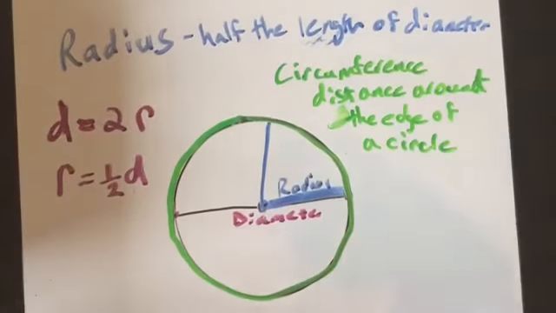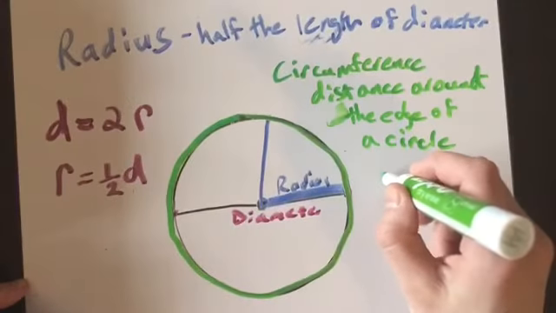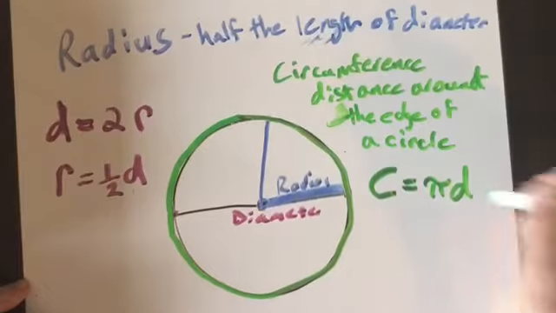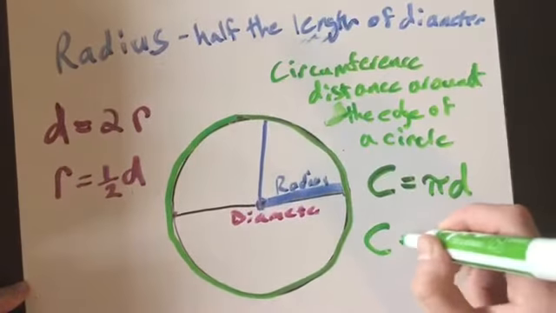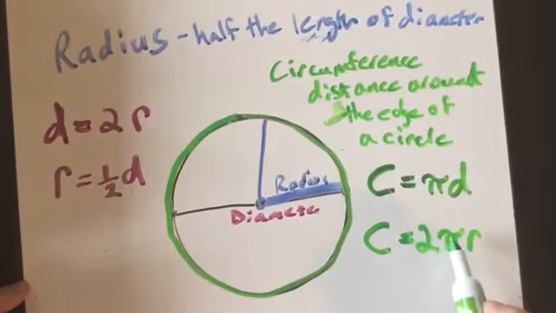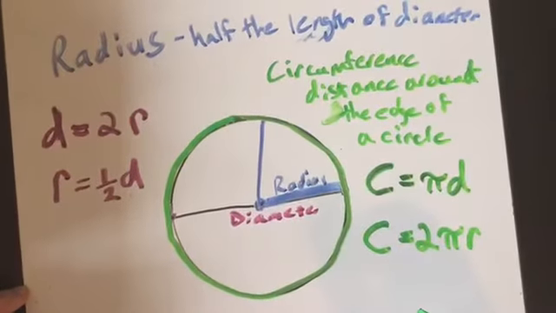And this is where we start using that special symbol pi. Okay, we can define the circumference based on the diameter, where we say circumference is equal to pi times the diameter. Or we can say that circumference is equal to 2 pi r, 2 times pi times the radius, because 2 times the radius gives us the diameter.